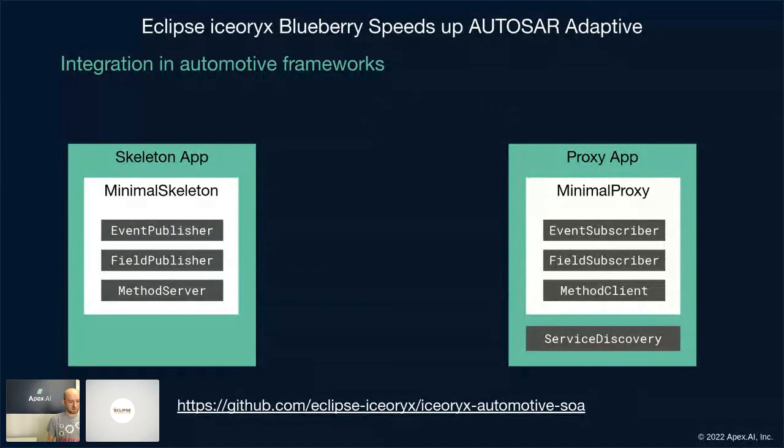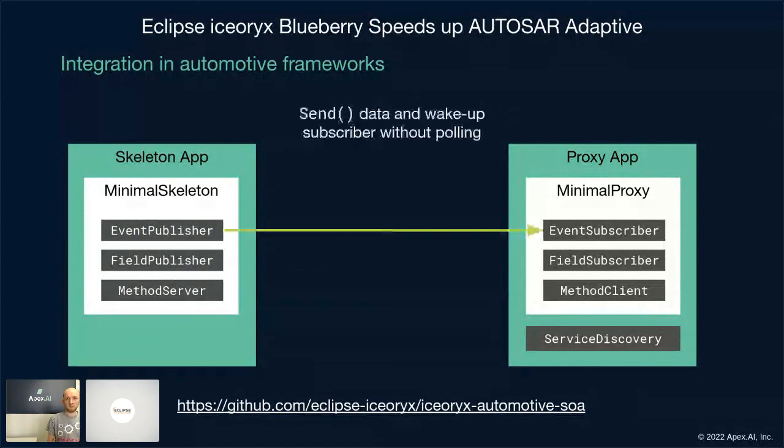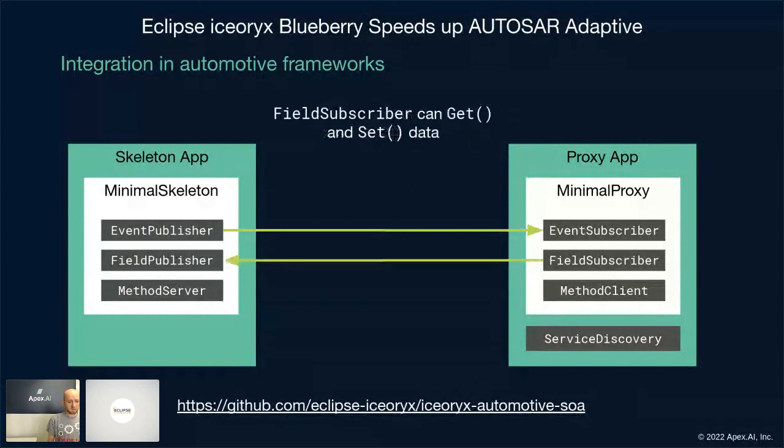And then we can start sending data. In this example, it's also implemented with a non-busy wait. So not with polling, but in an event-driven manner. So we send data and wake up and print this data out. As I said earlier, the field subscriber can call get and set to manipulate the value of the field. So that's a bit different.